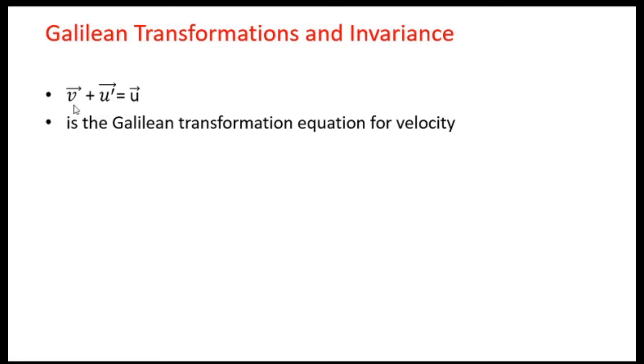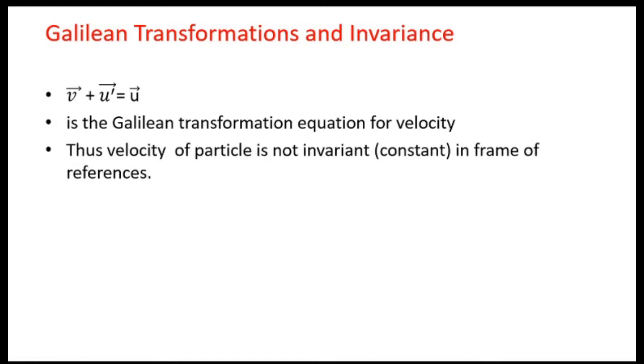And this relation v plus u' is equal to u is called the Galilean transformation equation for velocity. It relates the velocity in one frame with the velocity in the other frame. Now what do we observe from this equation? That the velocity of a particle does not remain the same in both the frames. In one frame it is u', in the other frame it is u' plus v.